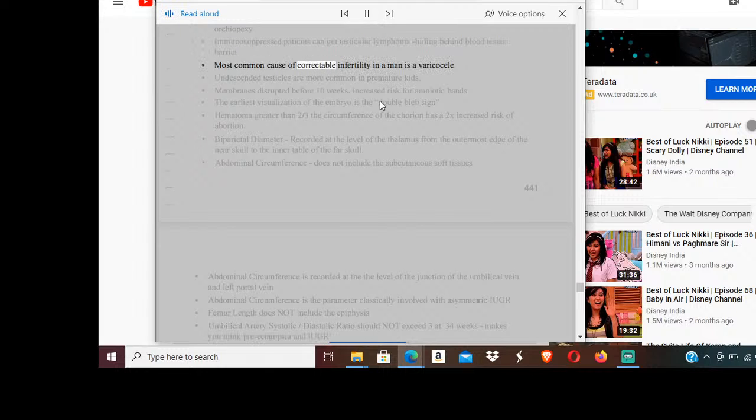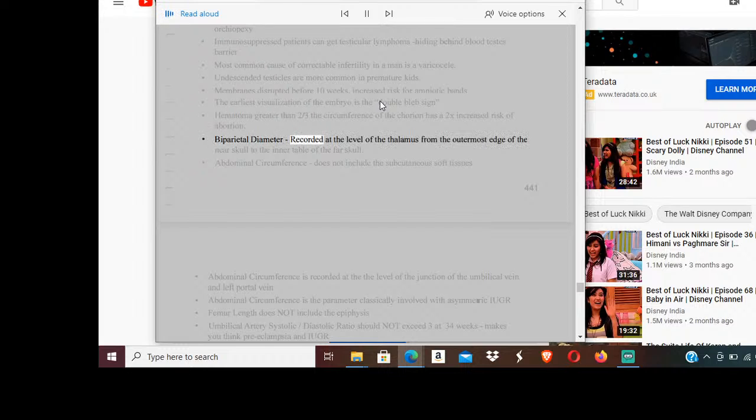Most common cause of correctable infertility in a man is a varicocele. Undescended testicles are more common in premature kids. Membranes disrupted before 10 weeks increase the risk for amniotic bands. The earliest visualization of the embryo is the double bleb sign. Hematoma greater than 2/3 the circumference of the chorion has a 2x increased risk of abortion.